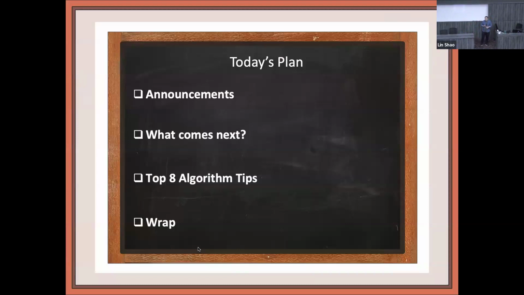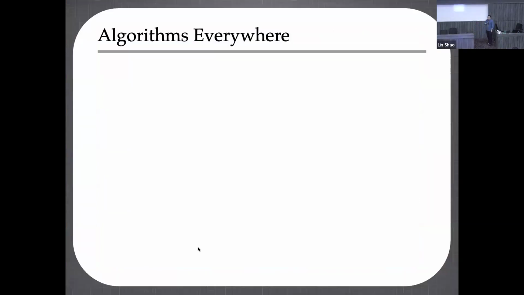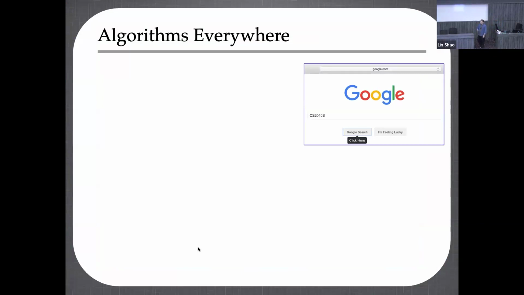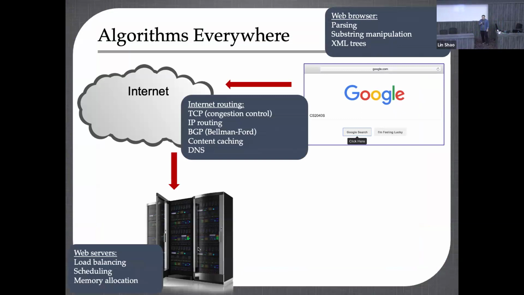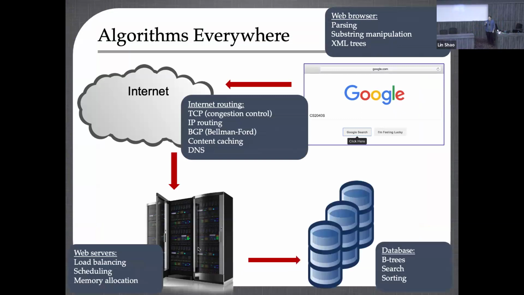Okay, the next topic is why this course matters, what the importance of this course is. As I said at the very beginning, algorithms are everywhere. So it's very important for us to know these algorithms, and they play a crucial role in the world we live in today. For example, when we type a Google search, we trigger a bunch of algorithms, including internet algorithms, databases, web servers, etc. So it's very important to get familiar with these algorithms.